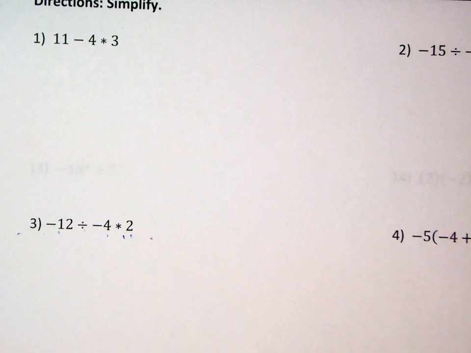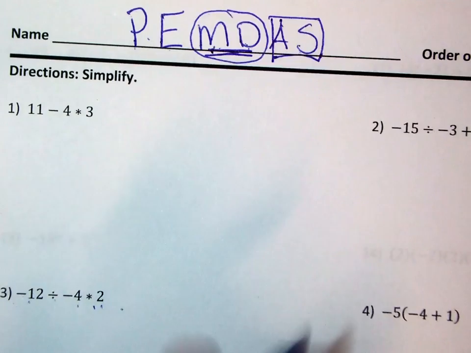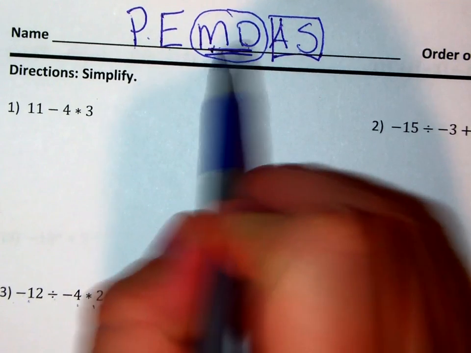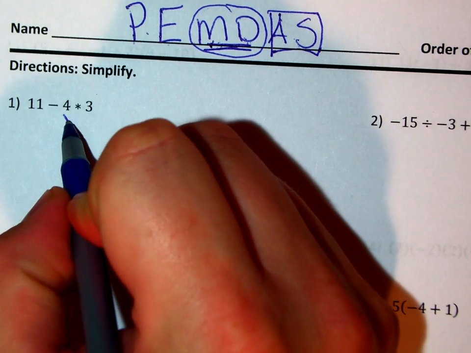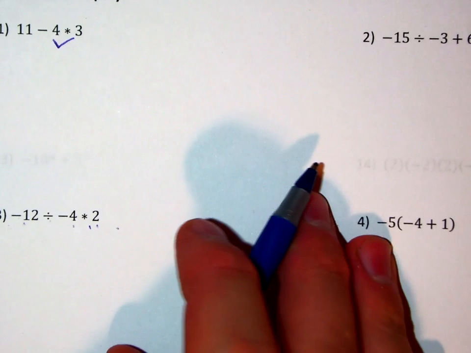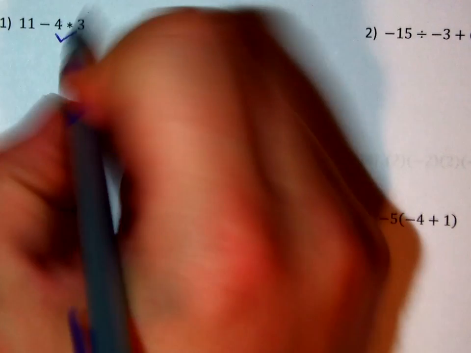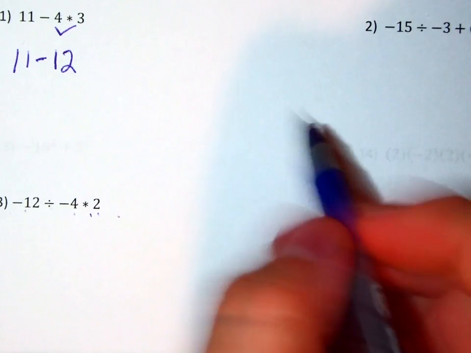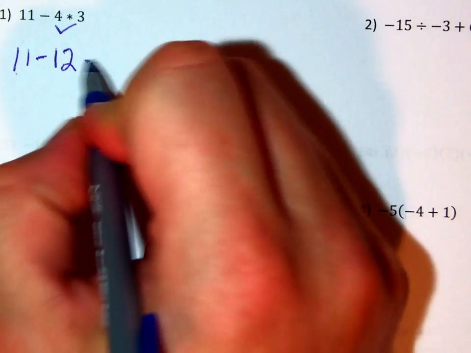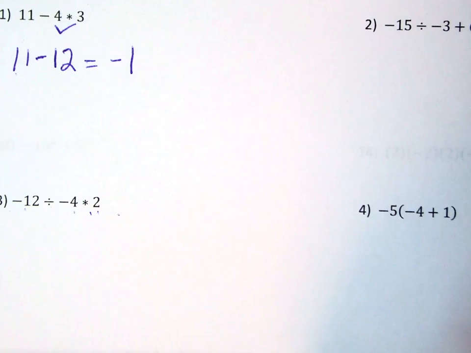So 11 minus 4 times 3. Our order of operations would quantify multiplication and division before addition and subtraction. So we would do 4 times 3 as our first operation. And 4 times 3 is 12. Remember to bring down the rest of the expression. So now we have 11 minus 12 equals negative 1.